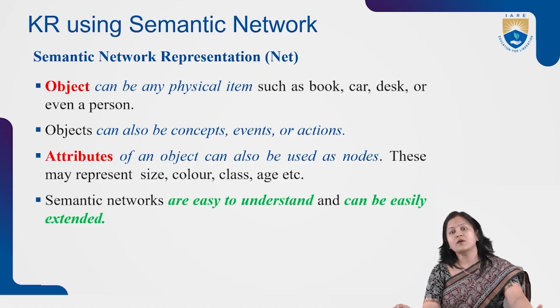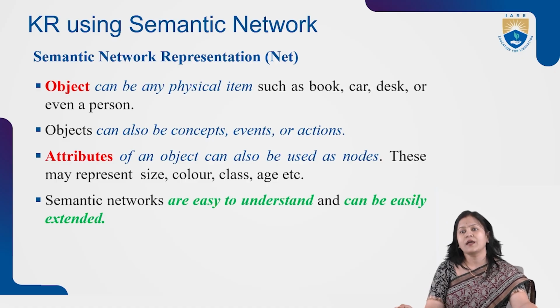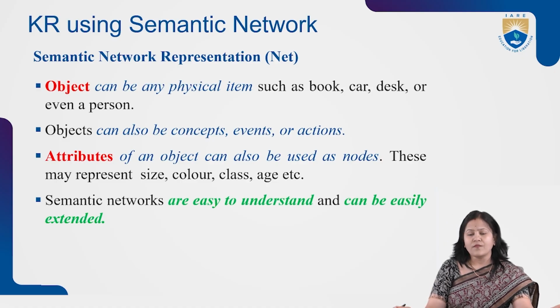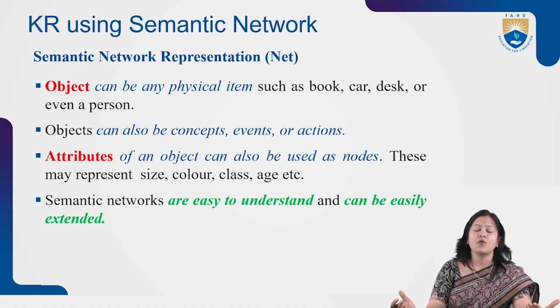Now, semantic networks are very easy to understand and can easily be extended. Especially with the semantic network, we can represent knowledge the way a human being thinks, exactly as it is, in the form of a graph. That is why a layman without knowledge of AI can understand it, and it can be easily extended. If some new information comes, we can add it into the existing graph.